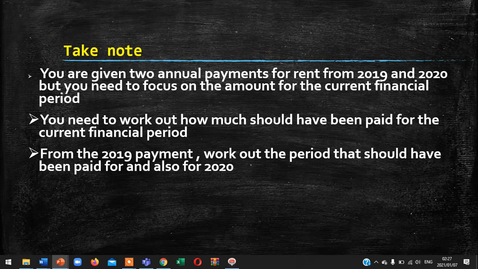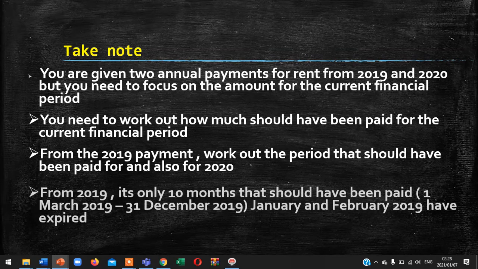And then from the 2019 payment, work out the period that should have been paid for, and also for 2020. In other words, there's a certain portion that should have been paid for in 2019, and another portion that should have been paid for in 2020. Now we need to work out how many months should have been paid for in 2019 and how many months should have been paid for in 2020.